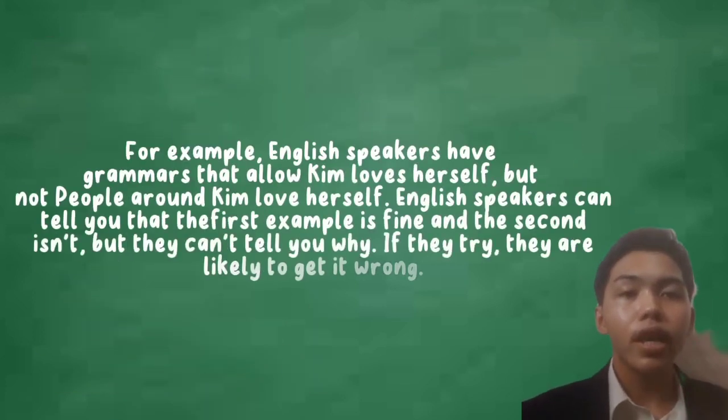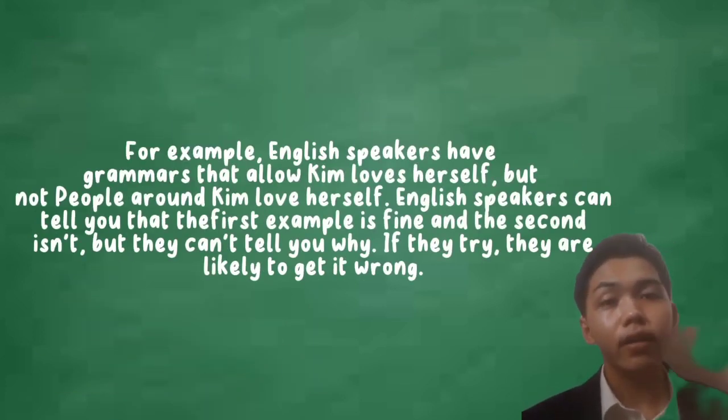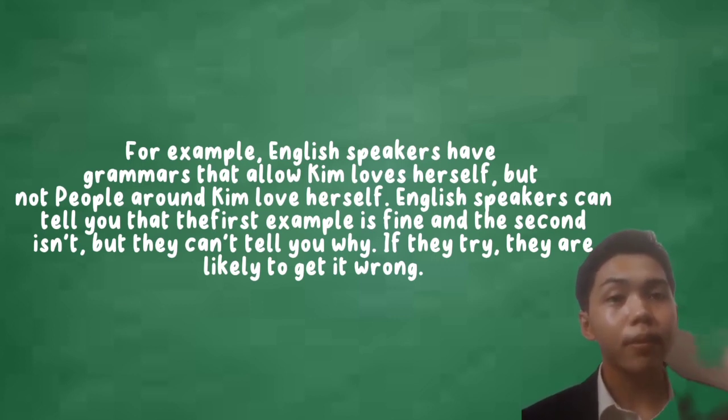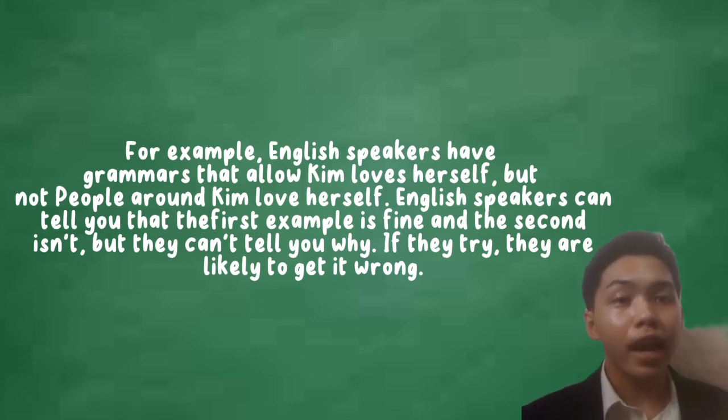For example, English speakers have grammars that allow "Kim loves herself," but not "People around Kim love herself." English speakers can tell you that the first example is fine and the second isn't, but they can't tell you why. If they try, they are likely to get it wrong. They almost certainly were not taught anything about these examples in school.